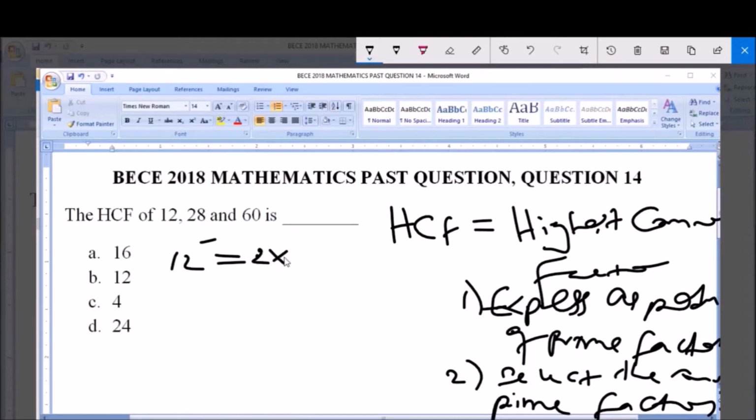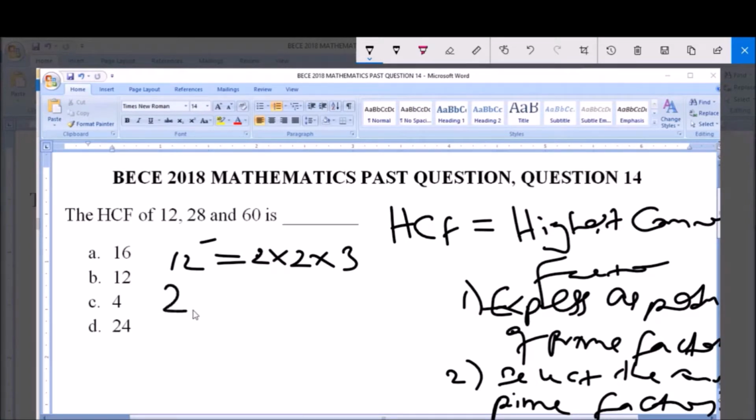Now we check again if 2 can go into 6, because 12 divided by 2 will give us 6. 2 can go into 6 3 times. So we write 2 again, times. Now remember, 6 divided by 2 will give us 3. Now 2 cannot go into 3, so we move to the next prime number, which is 3, and 3 goes into 3 once, so we write 3. Therefore 2 times 2 will give us 4, and 4 times 3 will give us 12.